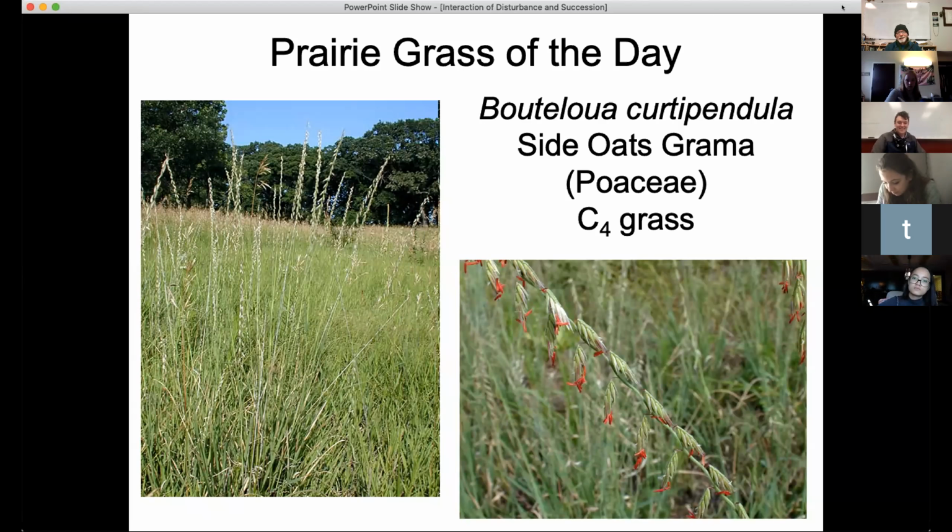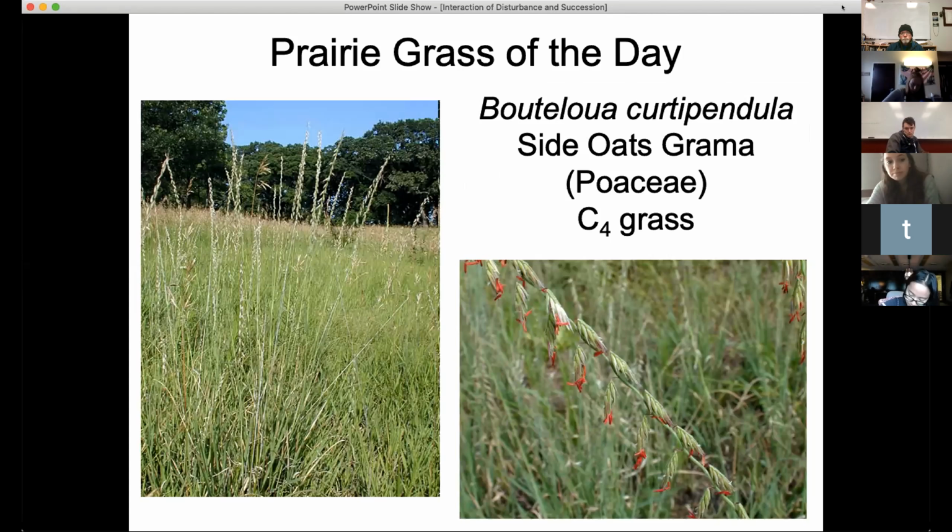Bouteloua curtipendula. Sideoats grama is in the family Poaceae, which is the family of the grasses, and it's a C4 grass. So we haven't talked to you yet about the differences between C3 and C4 grasses, but C4 plants are plants that have the ability to use water more efficiently under hot, dry conditions, which is why you find C4 grasses common in Midwestern prairies, because Midwestern prairies are typically hot and dry during the growing season, and so C4 plants do particularly well.